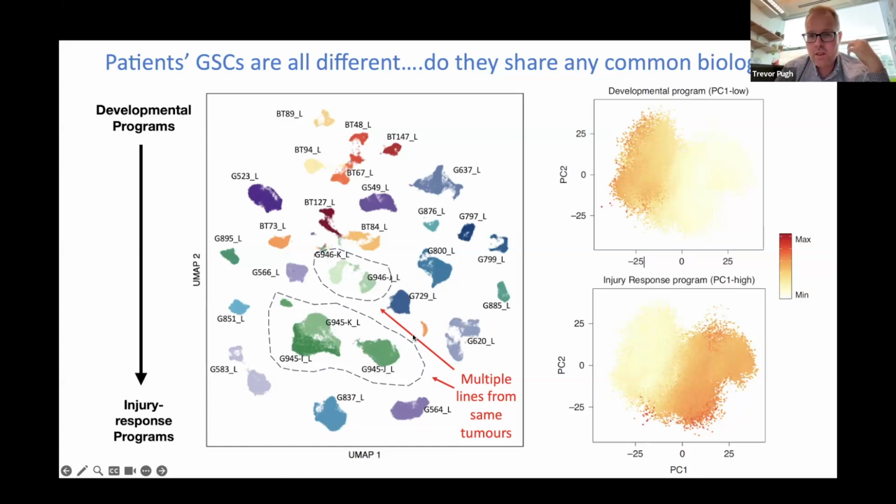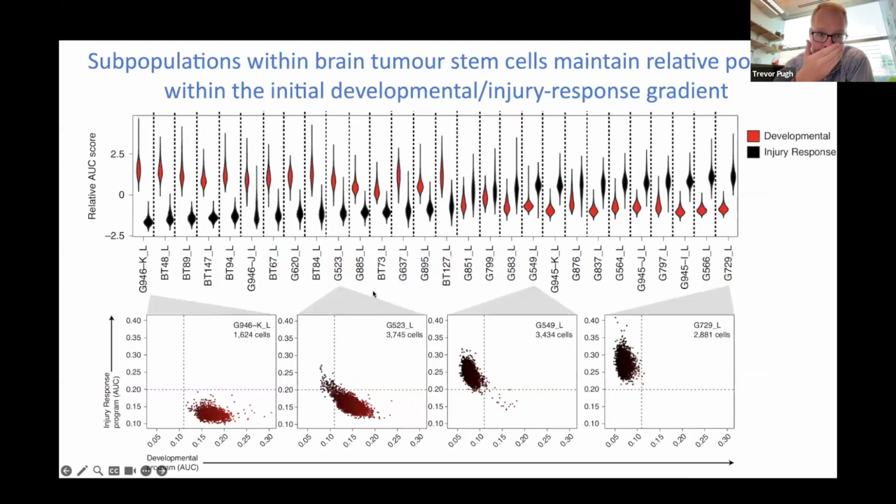So we're trying to understand, even though they're transcriptionally distinct, was there common biology across all the stem cells? And actually, it turned out on this plot, the cells were naturally ranked by clusters that were enriched for developmental programs versus cells that were enriched for expressing pathways associated with injury response. And you can see that gradient here, that if you score your principal components by developmental programs versus injury response, these two appeared to suggest a gradient across all these patients.